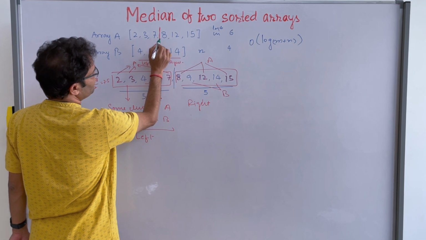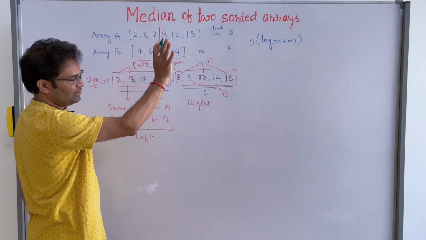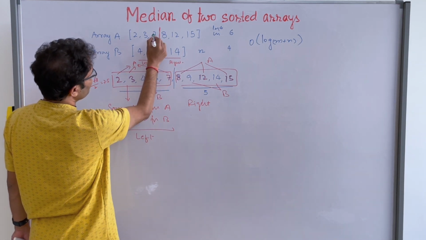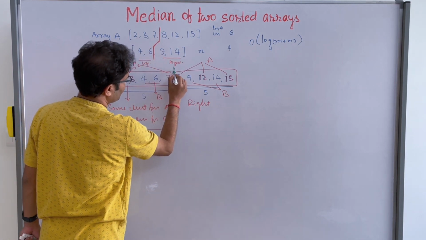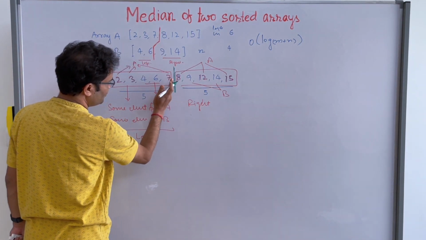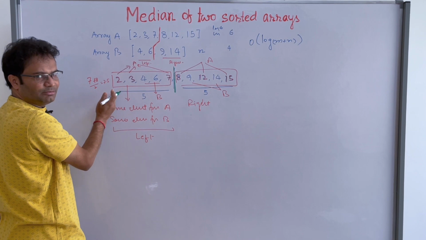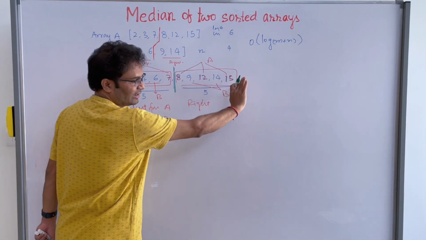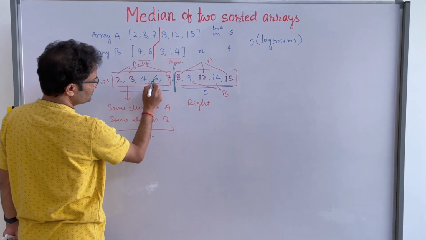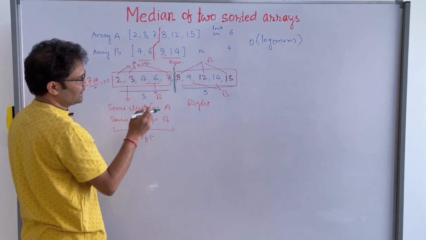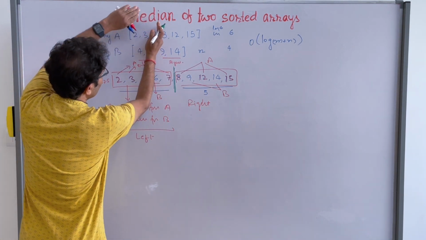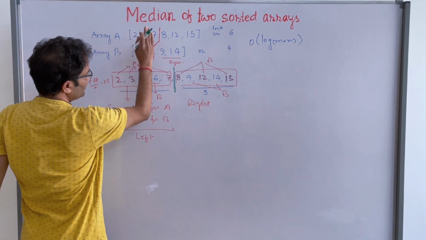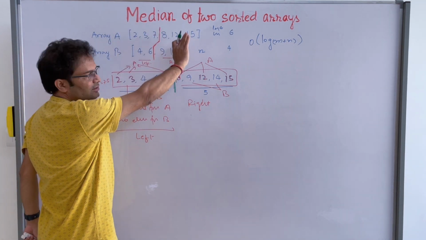So of course 7 would be less than the 8. So no need to check. But if you see here, the complete part means before this line, all the elements must be lesser than the elements on the right side, right? So if you see, the 6, 7 must be less than the 8, 9. So whatever elements we have on this side must be lesser than those on this side.